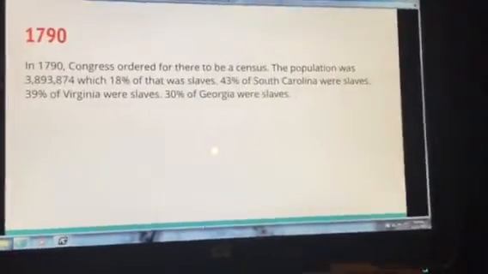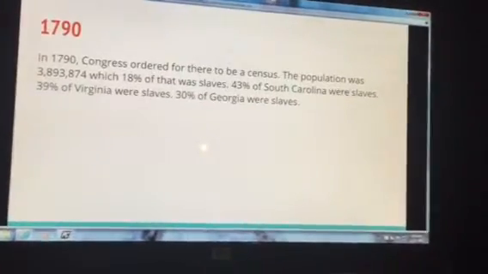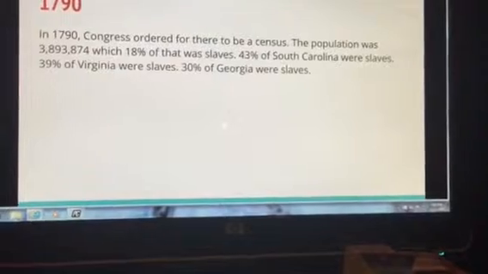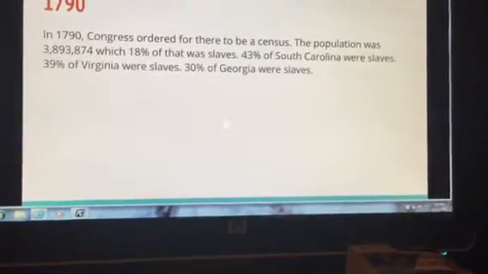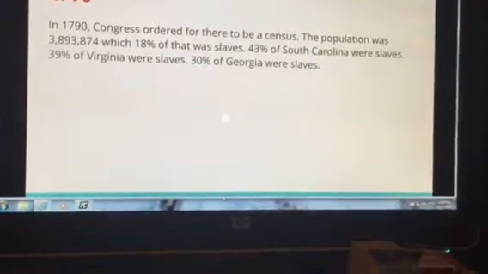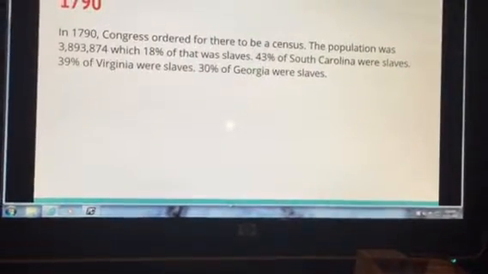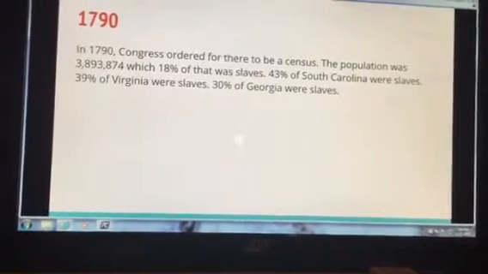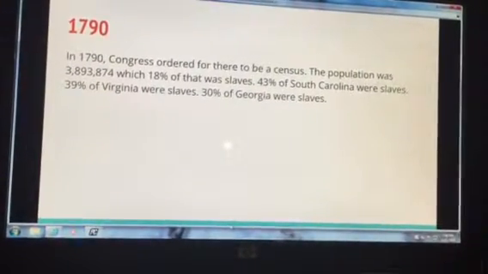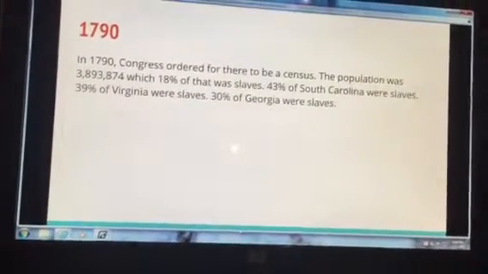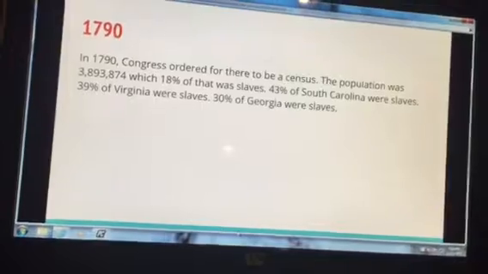In 1790, Congress ordered for there to be a census. The population was 3,863,874, of which 18% were slaves. 43% of Carolina were slaves. 39% of Virginia were slaves. 30% of Georgia were slaves.